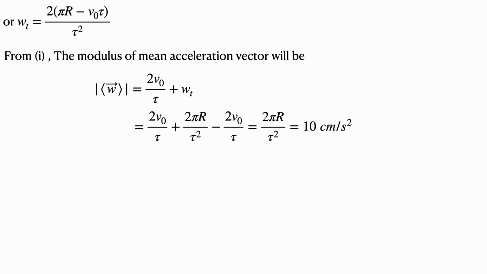From equation 1, the modulus of the mean acceleration vector will be the modulus of w, which equals 2v₀ divided by τ plus wτ. On putting the value of wτ obtained here, we will get 2v₀ divided by τ plus 2πr divided by τ square minus 2v₀ divided by τ, which will be equal to 2πr divided by τ square. If we put the value of r and τ, we will get 10 centimeter per second square. So this is how we solve this question of the motion along a circle.